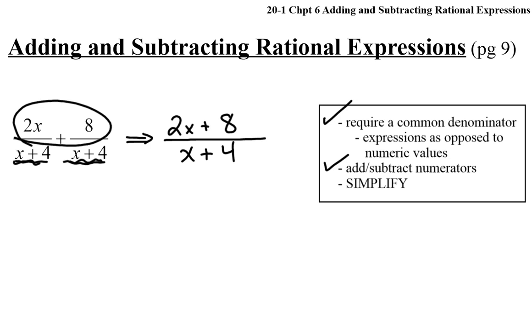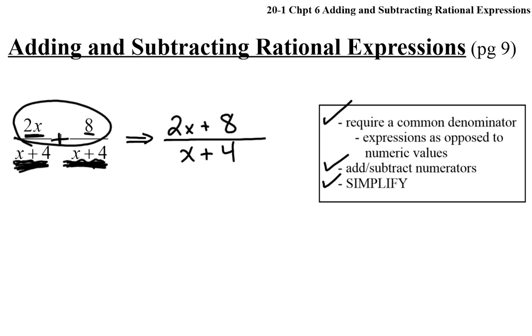So 2x plus 8 is what we have in the numerator. Add the two numerators: 2x plus 8, 2x plus 8, because the denominator was the same. This one's pretty straightforward. We're not quite finished yet, but it's going to get more complicated. But learn to recognize denominators don't just have to be numbers. I need the same thing in each denominator, which we had.